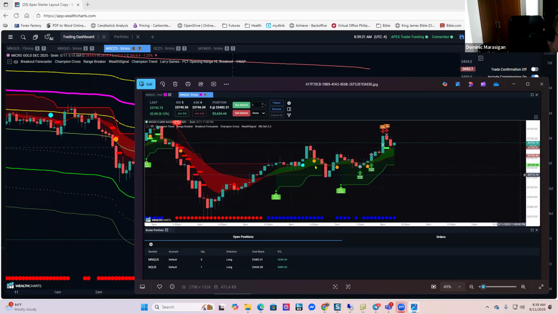Now, what happens here? We have a green cloud, right? So you want to make sure everything is going to be green. Like for example, here, we have the red line, but we also have the red cloud. That's why it's a good time to take a short, or what we call a sell.